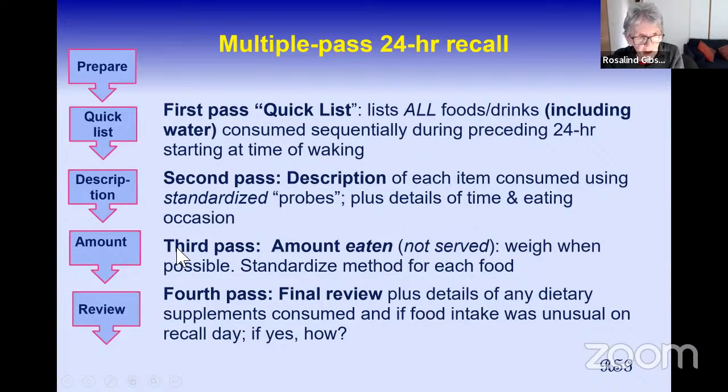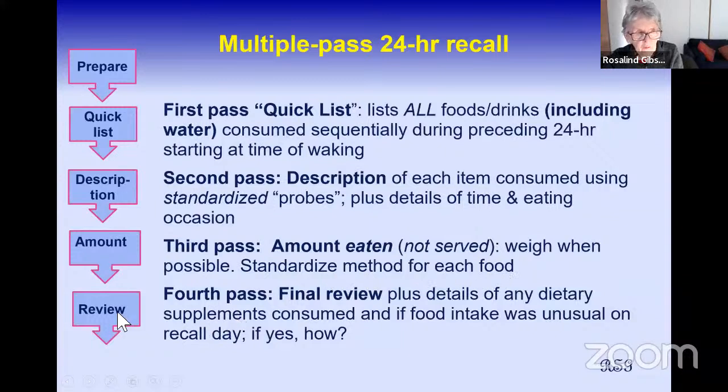The third pass is when we go back to the beginning of our list and ask the amount of each food that has been itemized, and stress the amount eaten and not the amount served. And if possible, especially for our staple, we weigh it using our dietary scales. For each food item, we have to standardize the method that we're going to be using for estimating the amount that's consumed, and I'll talk about that later.